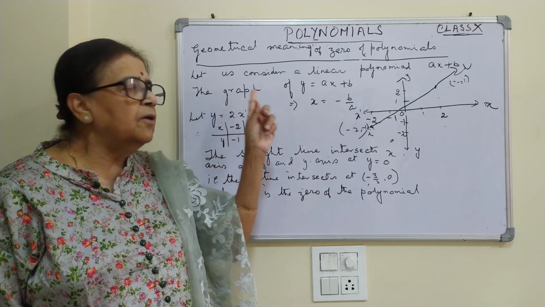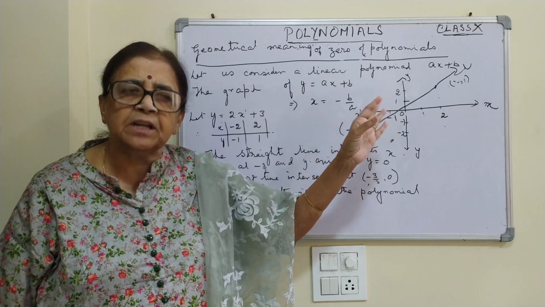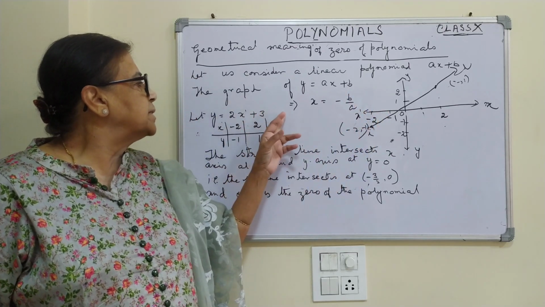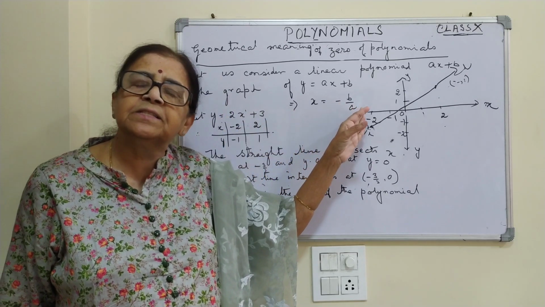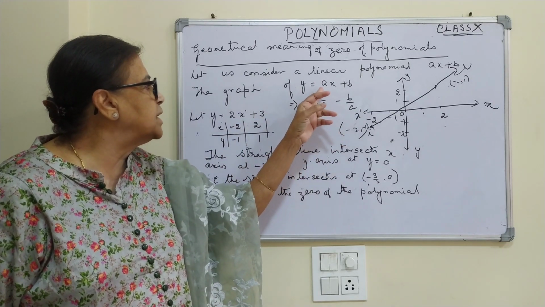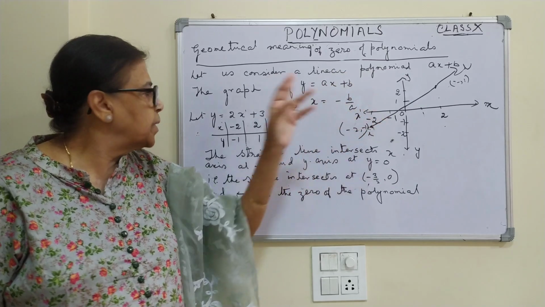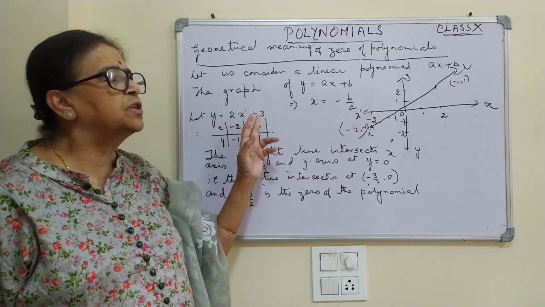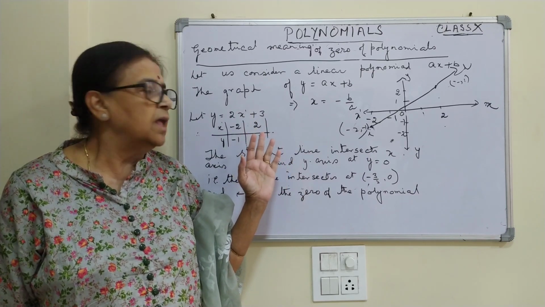So the graph of y is equal to ax plus b is the general form of a linear polynomial. Then x is equal to minus b by a is the zero, because when we substitute here, we get minus b plus b, which is 0. Now y is equal to 2x plus 3 is the linear polynomial we have taken.